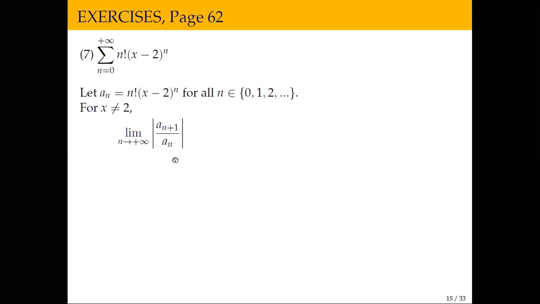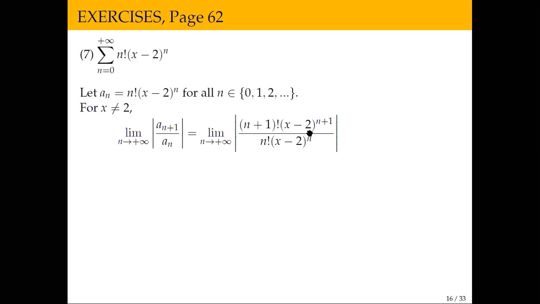Taking the limit of this one as n goes to positive infinity, we'll get the following. So this is your a sub n plus 1, this is your a sub n. N plus 1 factorial is just n plus 1 times n factorial. So n factorial will be cancelled out from the numerator and the denominator.